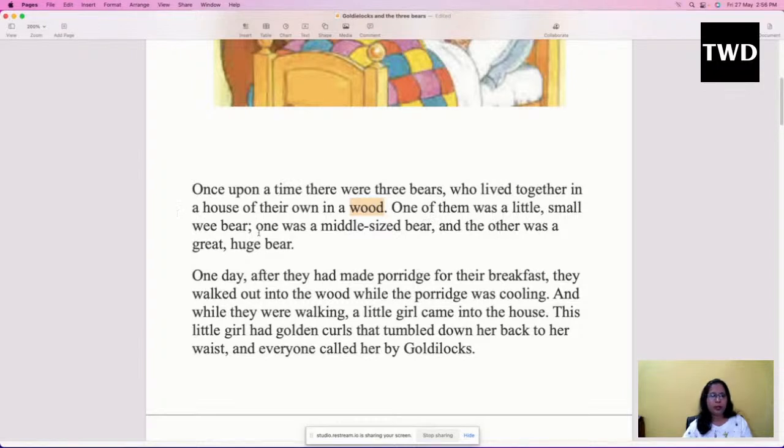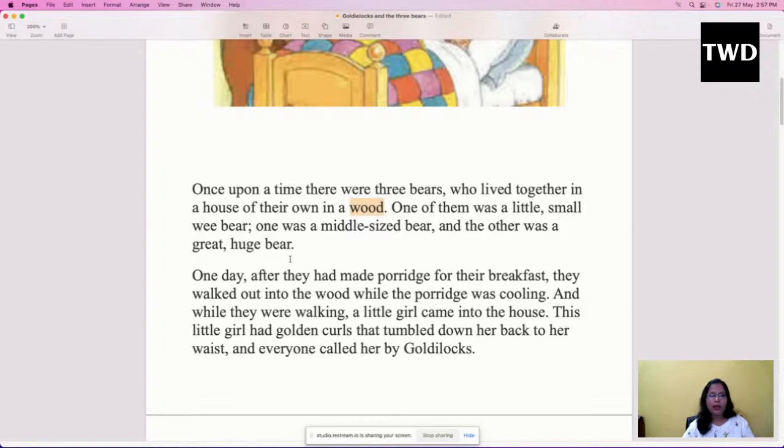One of them was a little small wee bear one was a middle sized bear and the other was a great huge bear. Did you understand anything? No, I think. That's why it is very important for us to pause whenever there is a full stop or a comma. So, one of them was a little small wee bear, right? Here we have a semicolon, and whenever there is a semicolon, we have to pause a little more. One was a middle sized bear, and the other was a great huge bear.